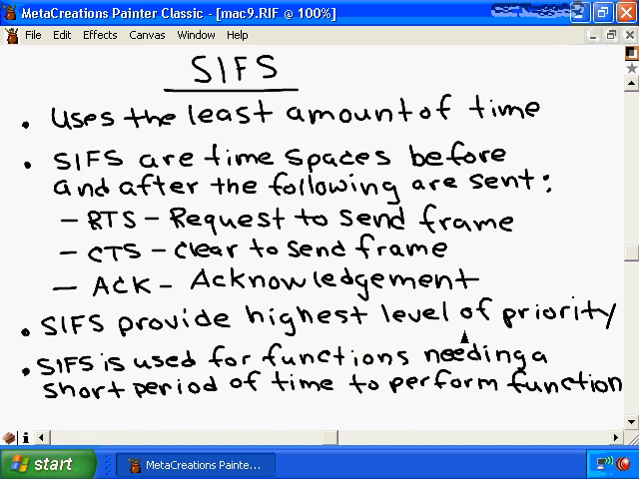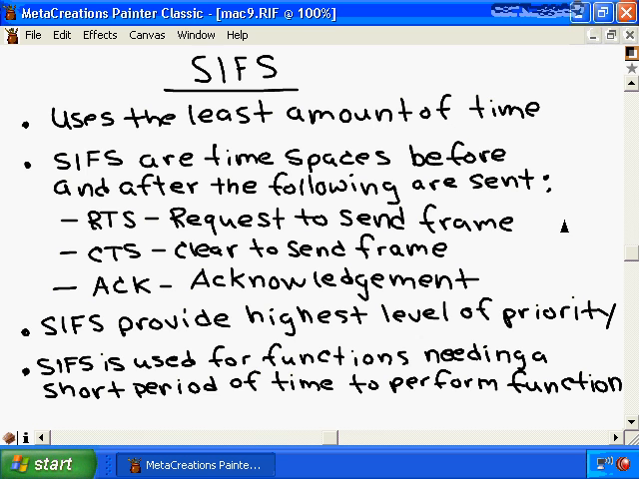So in this situation, if a wireless station only has to wait a short period of time after the medium is cleared to begin sending its frames, then it would have priority over other stations having to wait longer periods of time. So to wrap that all up, a SIFS is used for tasks or functions that require a very short period of time to complete. Remember, a SIFS has the shortest duration of the three different types of interframe spacing, and these functions require a high priority in order to complete.